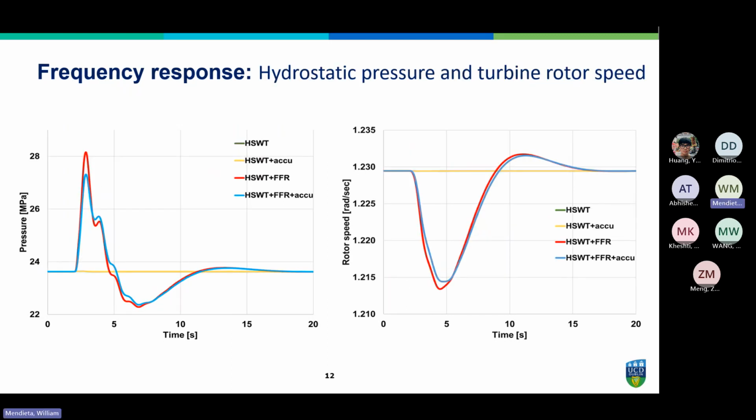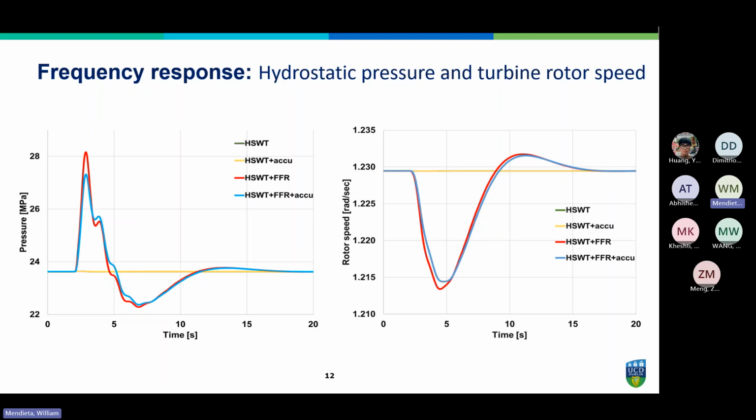Again, some internal variables. Here we have the hydrostatic pressure within the hydrostatic transmission and the turbine rotor speed. The figure on the left shows the pressure on the hydrostatic transmission. In cases of inertia only and inertia plus accumulator, it can be observed that the pressure is only slightly affected since the motor volumetric displacement is not adjusted by the control system.